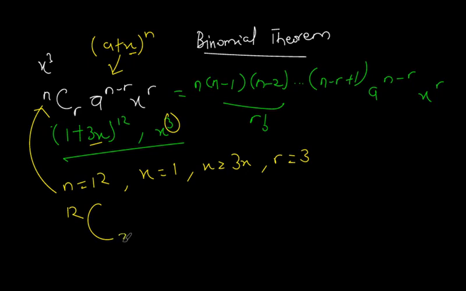R, which is 3. Then the a we have is... where is our a? Oh, this is supposed to be a, sorry about that. So this is a, so our a is 1, so we have 1. Then the n is 12. So 12 minus the r, which is 3, will give us 9. Then we have our x here as 3x, raised to the power r, the r is 3. Okay, so this is what we will get.